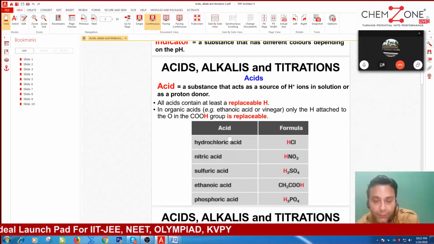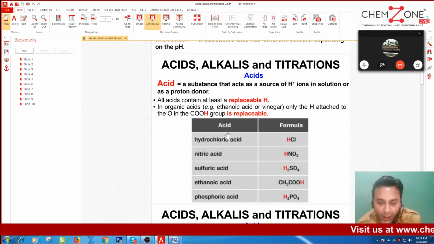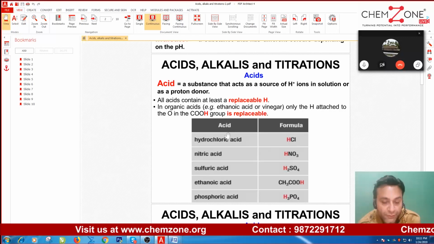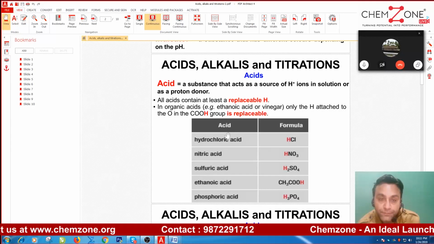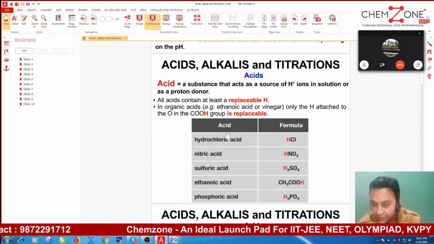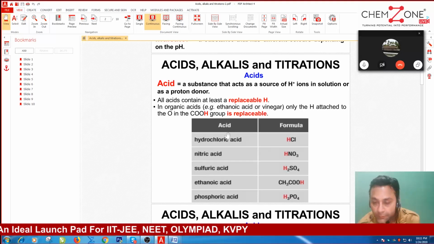Okay. And now we come to acid, right? So an acid contains at least one replaceable H. In all the organic acids, only the H bonded to the O is replaceable. So hydrochloric acid, nitric acid, sulfuric acid, ethanoic acid, phosphoric acid, all these are proton donors. So all of these are acidic in nature. Can you tell me among these, which is a dibasic acid? Sulfuric acid. Very good.